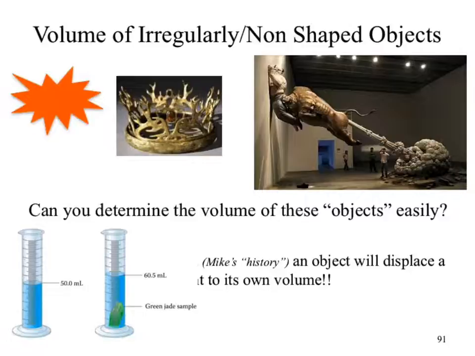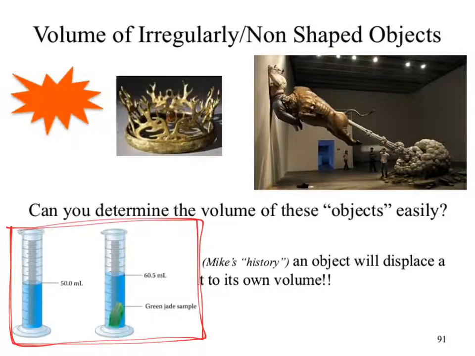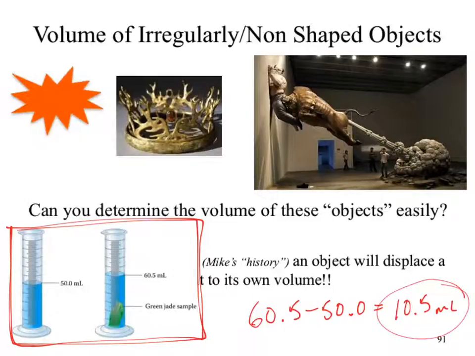What's the hard calculation that we have to do here? The one that I've given you an example of right here. How do we calculate the volume of the jade sample? You know the volume pre. 60.5 minus 50.0 gets us 10.5 milliliters. We now know the volume, doing what I would argue is simple math, just a subtraction. Okay? Kind of makes sense?